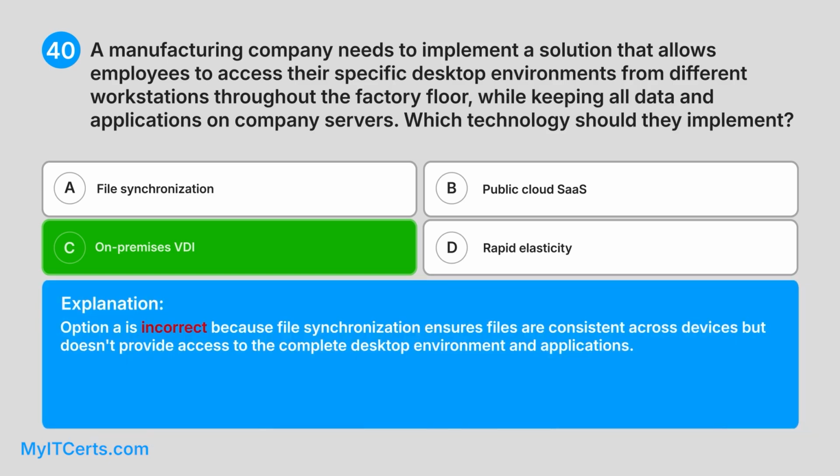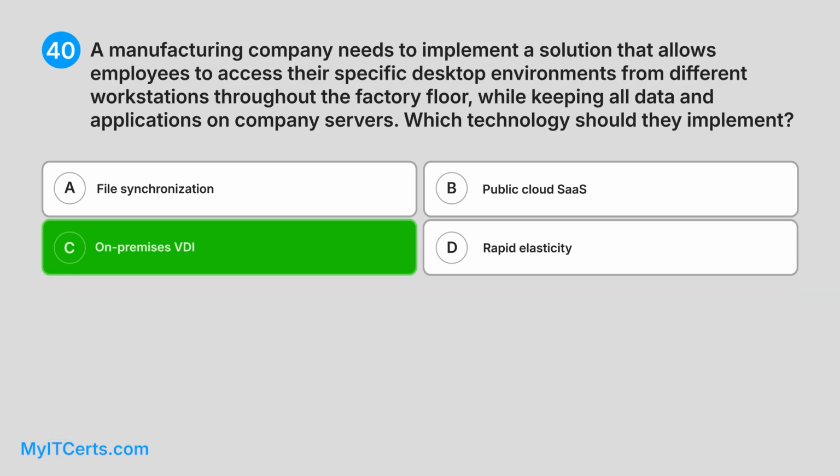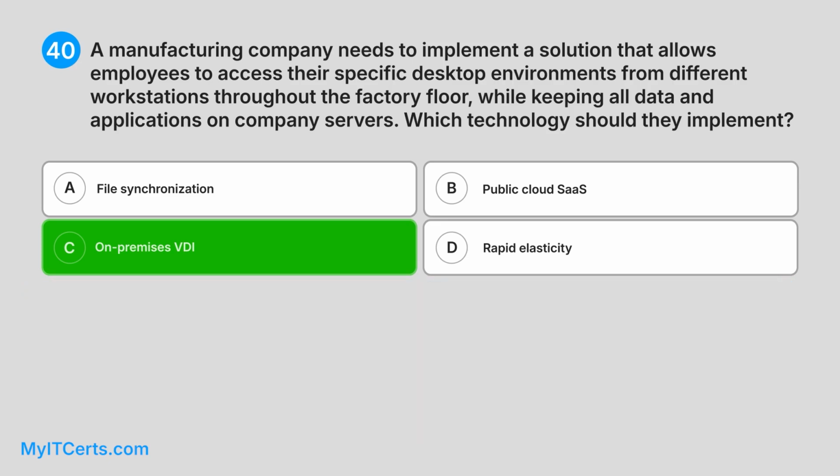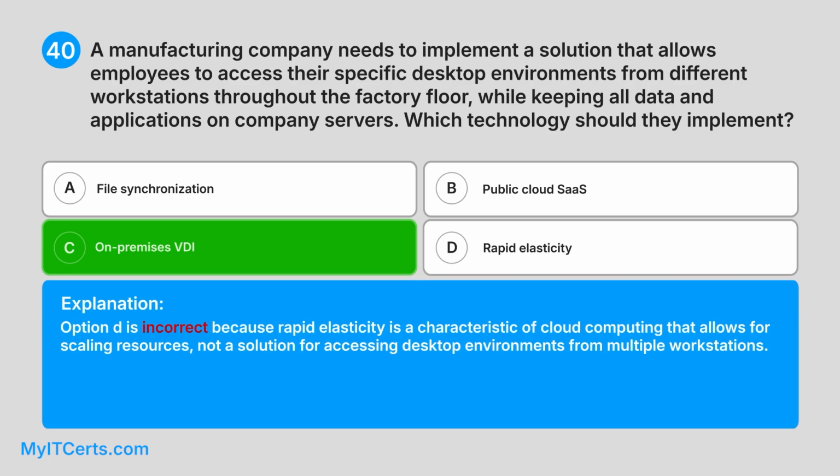Option A, File synchronization, is incorrect because file synchronization ensures files are consistent across devices, but doesn't provide access to the complete desktop environment and applications. Option B, Public Cloud SaaS, is incorrect because Public Cloud SaaS provides specific applications, but not entire desktop environments, and doesn't meet the requirement to keep data on company servers. Option D, Rapid elasticity, is incorrect because rapid elasticity is a characteristic of cloud computing that allows for scaling resources, not a solution for accessing desktop environments from multiple workstations.